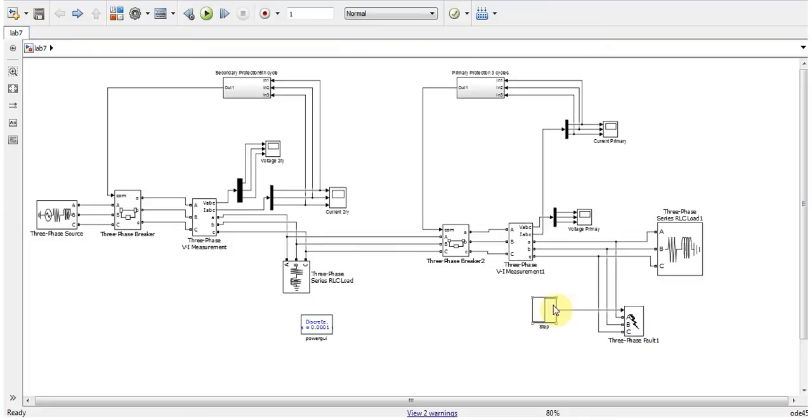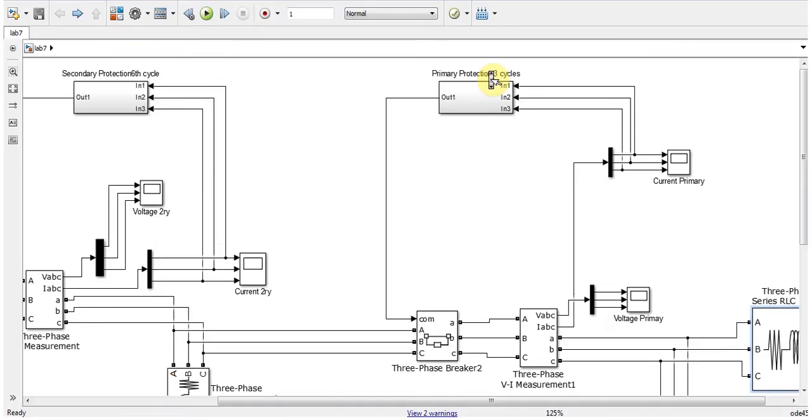Now the idea is that when a fault occurs on load 1, the series RLC load, it is the responsibility of the primary protection to trip off the circuit after 3 cycles. So it waits for 3 cycles and then operates. If this protection fails, it is the responsibility of the secondary protection to work after the 6th cycle.